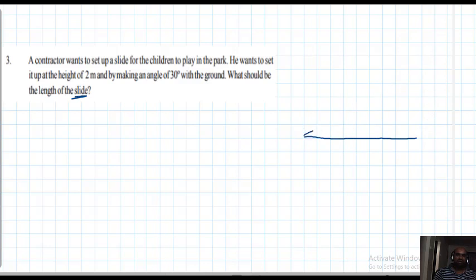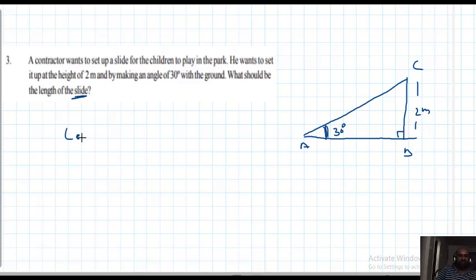Yeah, this is the slider, the actual slider. The slider should make an angle of 30 degrees with the ground, and the height should be 2 meters, in such a way that you want to find the length of the slider. A, B, C.